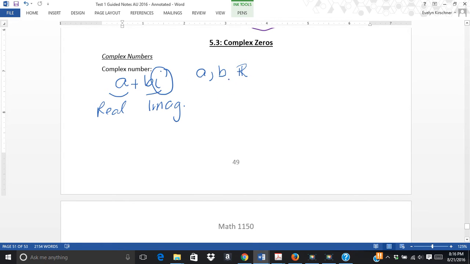They're constants. So because it has an imaginary part, if b was 0, then it would just look like a, which is a real number. So the real numbers are a subset of the complex numbers. Well, where do the imaginary numbers come from?